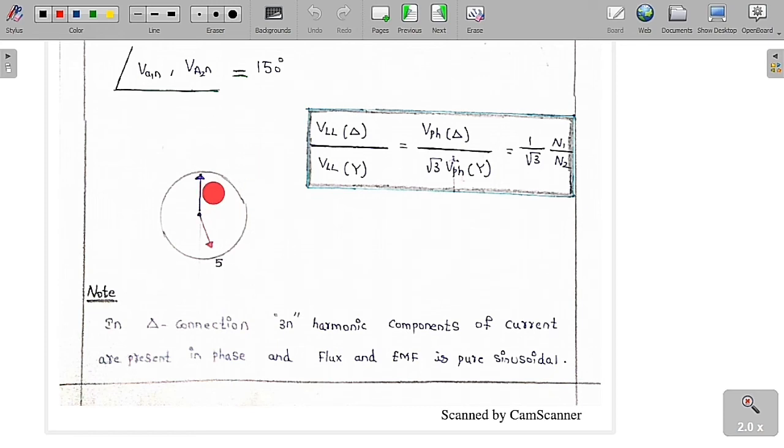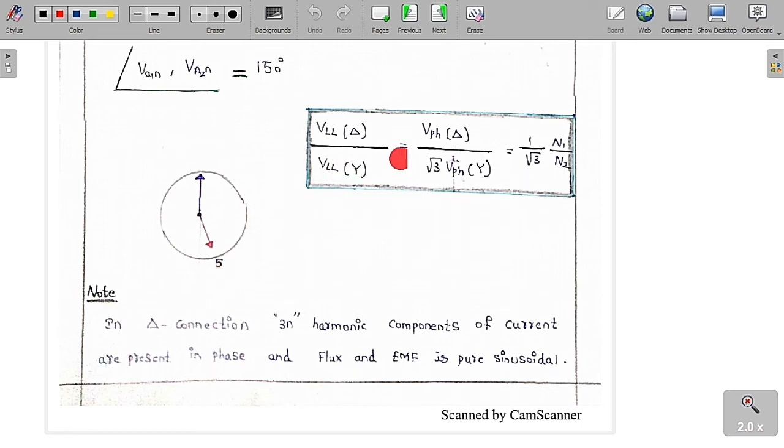Here I've already told you the high voltage winding is represented by the minute hand and it is always fixed to 12 o'clock. Whereas the low voltage winding is represented by the hour hand and it is lagging the higher voltage phase voltage by 150 degrees, which means we are going to get 5 o'clock. So this is the thing that we can see clearly.